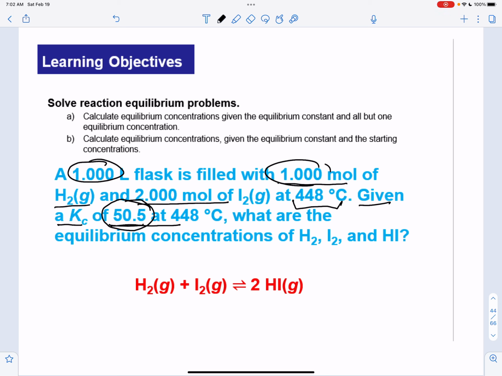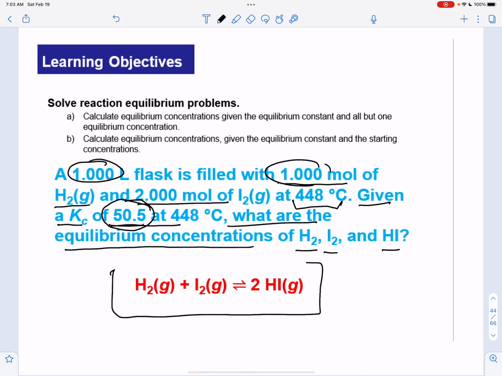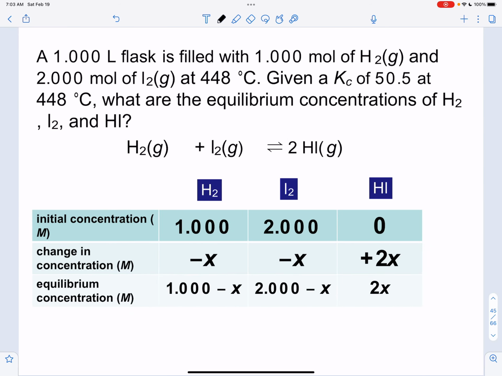And it's asking, given those two initial concentrations and the equilibrium constant, what would be the equilibrium concentration of each one of them plus the new product once it reaches equilibrium? Basically, what remains in the flask after equilibrium has been reached. And here's the equation we're dealing with. So once more, we're going to be doing an ICE table: initial, change, and equilibrium. So that's what we call an ICE table.